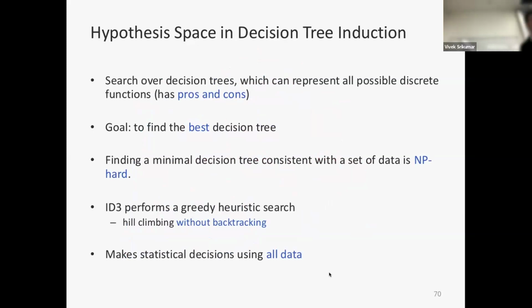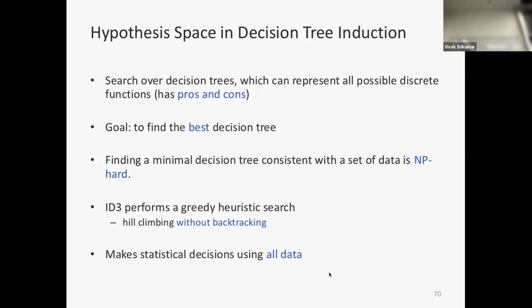The good news is that if you search over such a large space, you'll be able to find a good tree that fits any data. The bad news is that you'll be able to find a good tree that fits any data, including the noise in the data. So that could be problematic. We'll get to that question in a bit. Our goal is to find the best decision tree, and the ID3 heuristic tries to approximate the intuition that smaller decision trees are good.